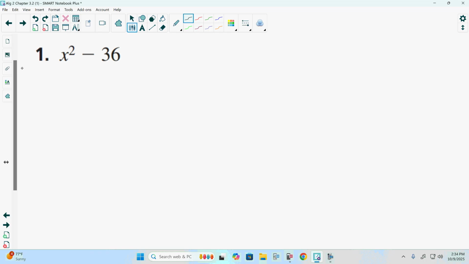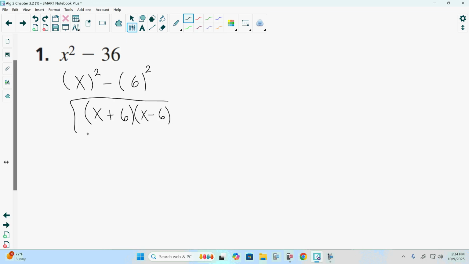x squared minus 36. So we need to see what times itself is x squared. That will be x. And what times itself is 36 is indeed 6. So this would factor to x plus 6 times x minus 6. That's it. Questions on this here? Ready for the next one?